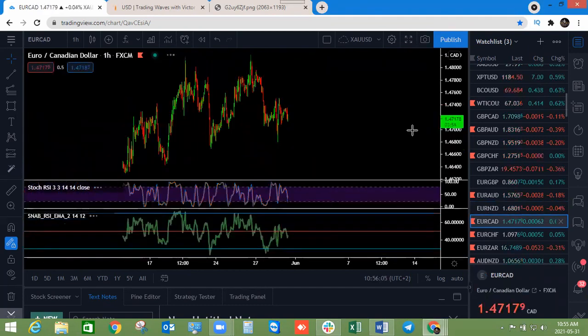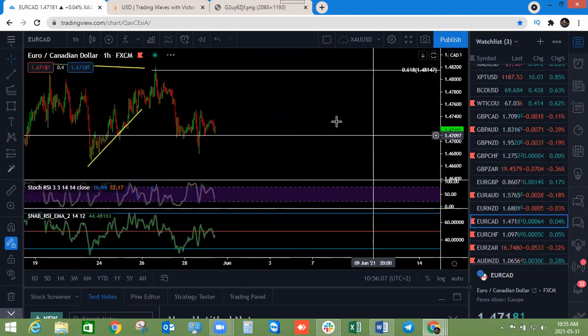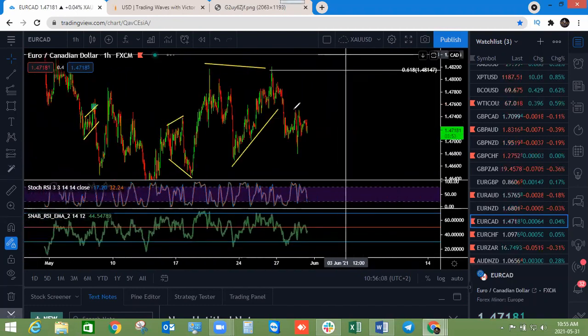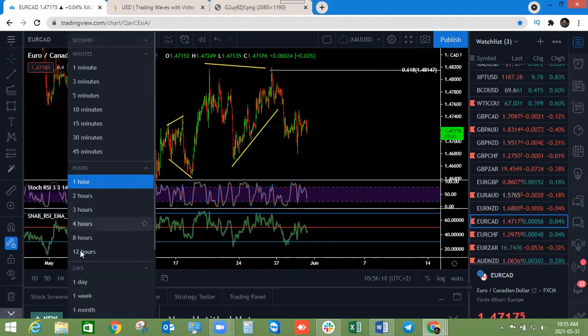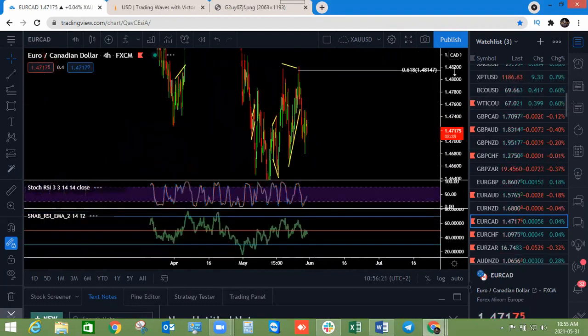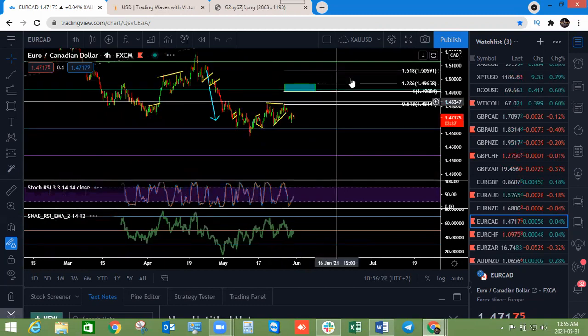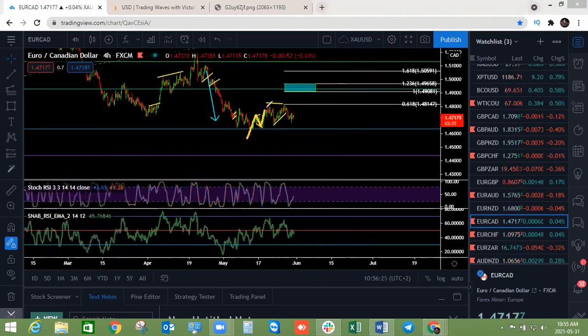Euro CAD, already a trade setup on this one. It's now starting to go sideways, not really dropping. Let's see. So the structure on this one, we've got a trade setup from the blue box. Let's look at the 4 hour first. So we took the trade here from the blue box, expecting it to drop.